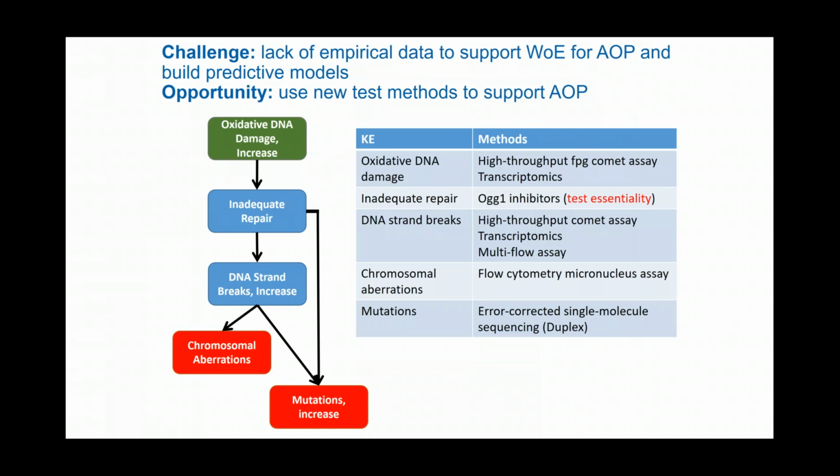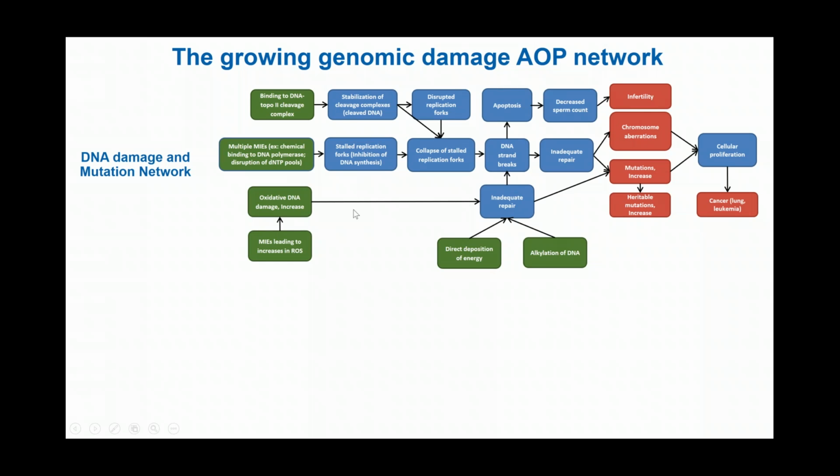And so here we're aligning some of the most novel cutting edge methodologies that we can use to describe each of these key events to help us put together new testing paradigms. And this network is continuing to grow. Now we're not the only working group within HESI GTTC that's building AOPs. So you can see across the top here is an AOP that begins with binding to DNA topo 2 cleavage complex and disruption of replication forks, leading to these different kinds of adverse outcomes. We've got binding to DNA polymerases and disruption of dNTP pools.